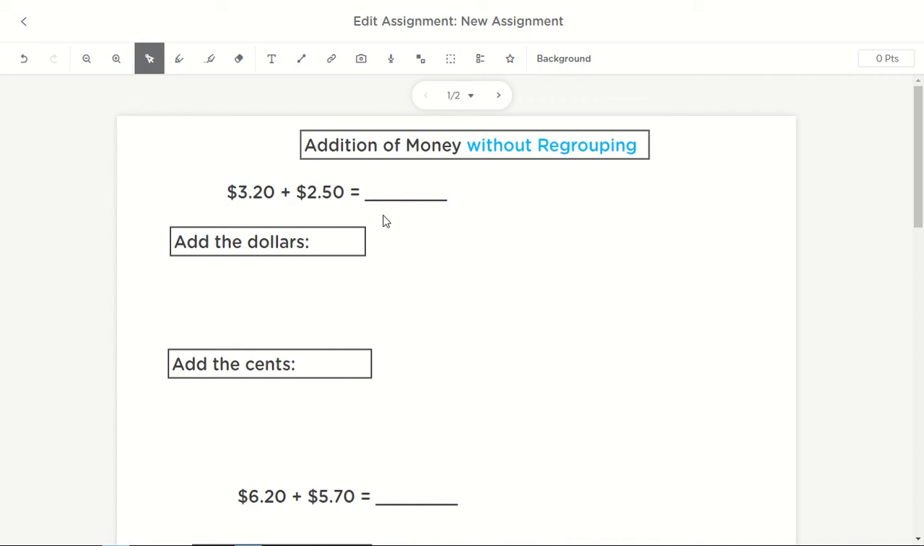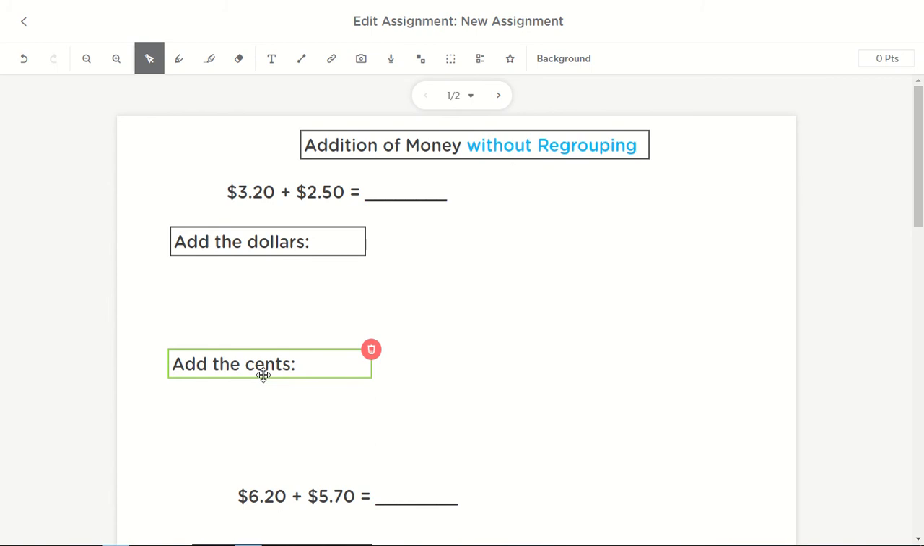To start off, we know that without regrouping is much easier, so we'll do that first. This is the first question: $3.20 plus $2.50. What is the sum of the money here? If you want to do addition of money using mental calculation, we need to add the dollars first and then add the cents.